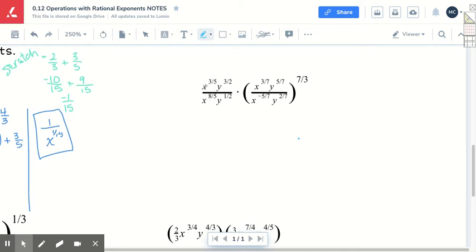So starting with the x's over here, the x's are being divided, so that means I'm supposed to subtract their powers. So 3/5 minus 8/5. Same thing for the y: 3/2 minus 1/2. And I think before I move on to the parentheses, I want to go ahead and simplify those a little bit more here. That was a 5.